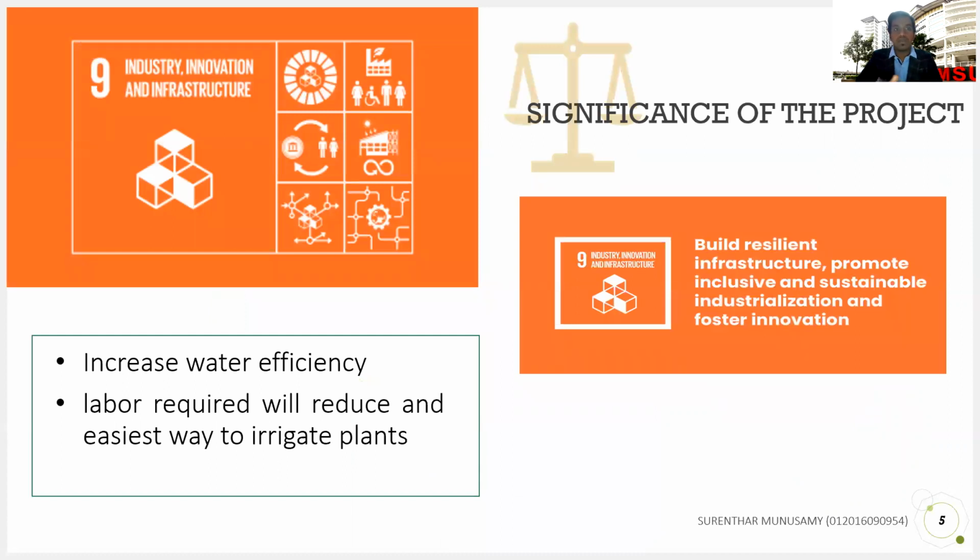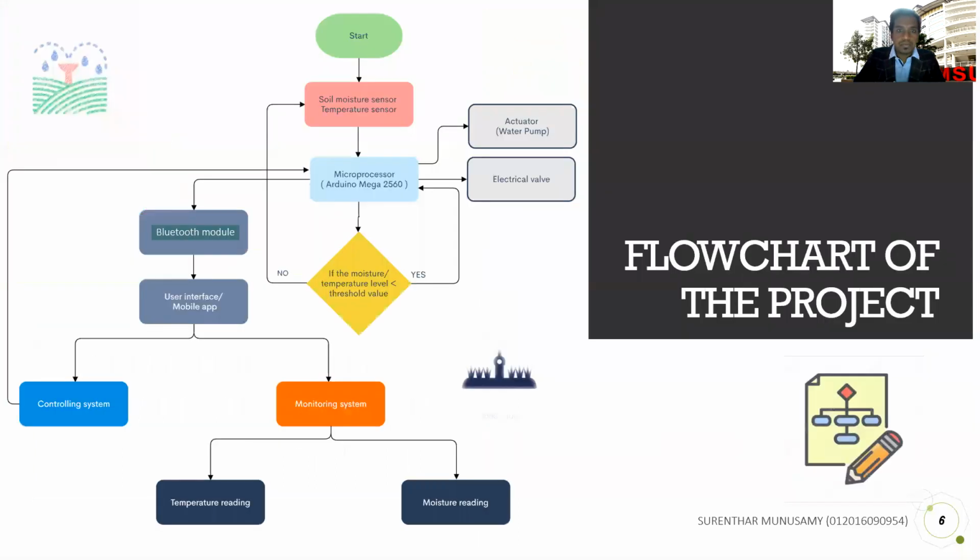So, the significance of the project. My project is based on Sustainable Development Goal number 9, which is Industry, Innovation and Infrastructure. It aims to build resilient infrastructure, promote inclusive and sustainable industrialization and foster innovation. To explain more about the significance, it increases water efficiency, the labor required to take care of the garden is reduced, and it is an easier way to irrigate the plants.